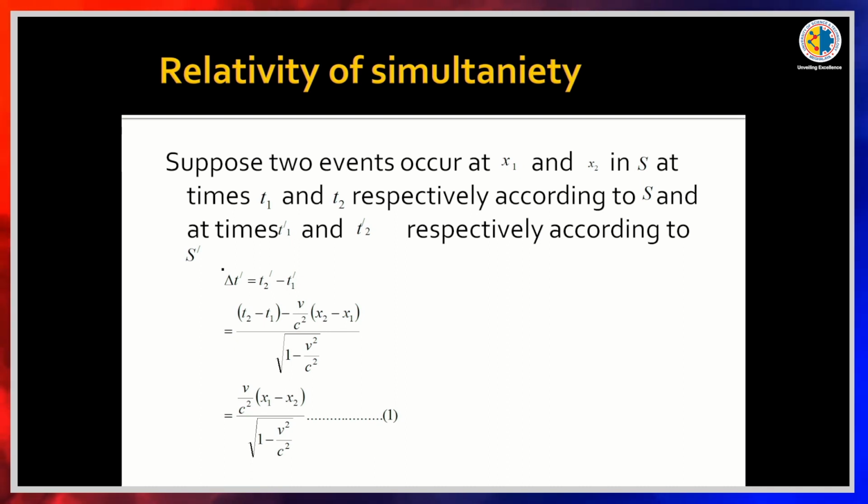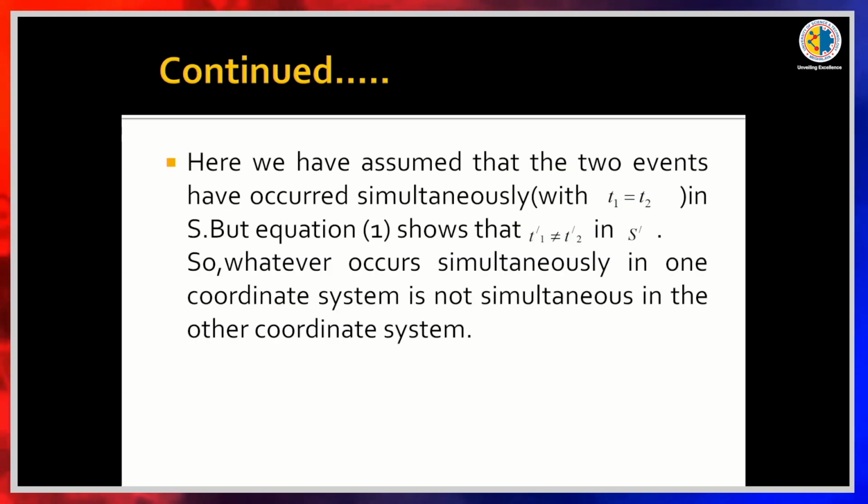We know that T1 is equal to T2 because both events occur at the same time, therefore T1 equals T2. So, this first term will be 0. So, we get V by c square into (x1 minus x2) whole divided by root over 1 minus V square by c square. This is equation number 1. Here we have assumed that two events have occurred simultaneously with T1 equal to T2 in the S frame, but equation 1 shows that T1 dash is not equal to T2 dash in the S dash frame.